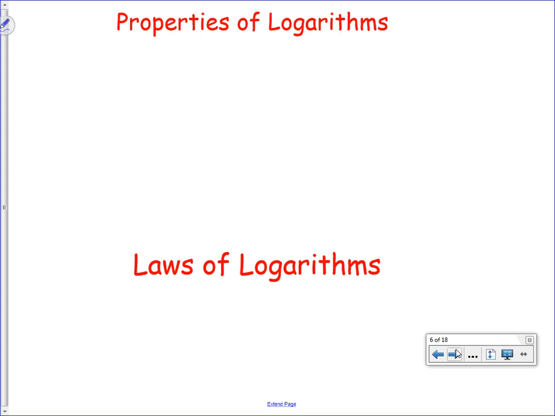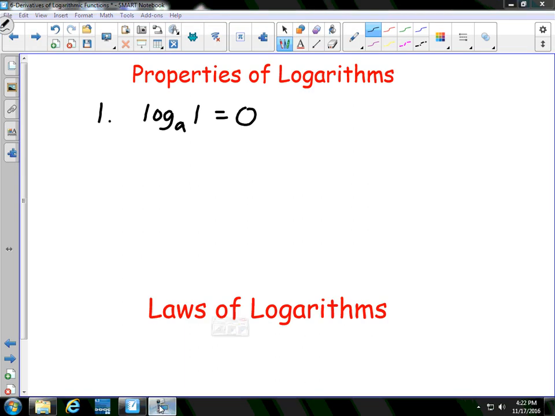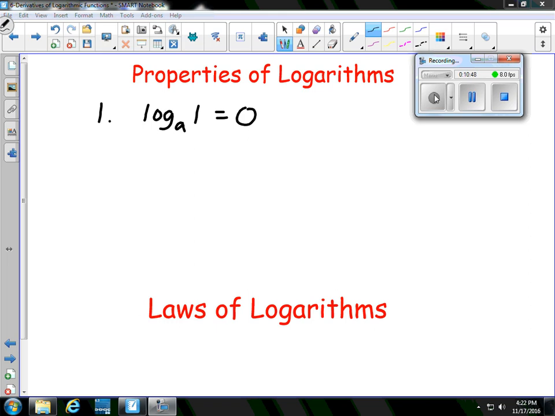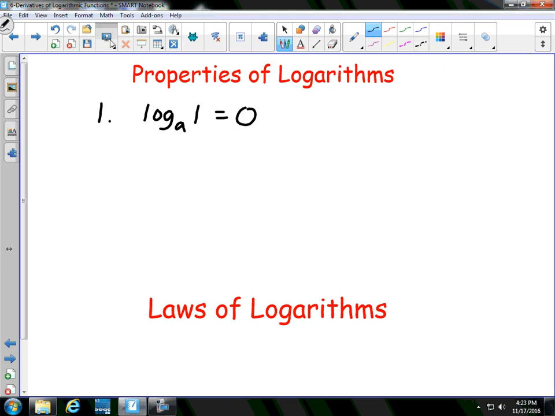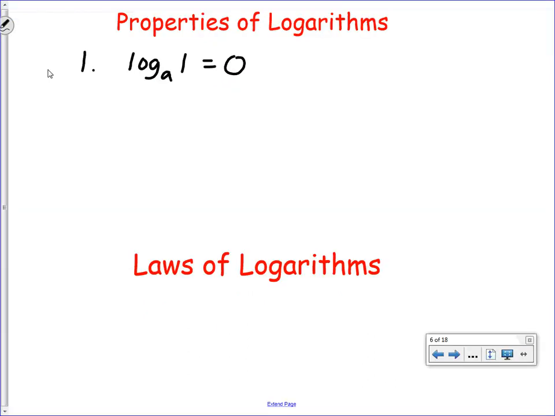Okay, now there are some properties of logarithms that you need to be familiar with. The first 4 are like basic properties. Number 1, if you are finding the logarithm, no matter the base, of 1, that will always equal 0. Now this makes sense because no matter what the base is, if you raise it to the 0 power, remember that will always equal 1. Okay?